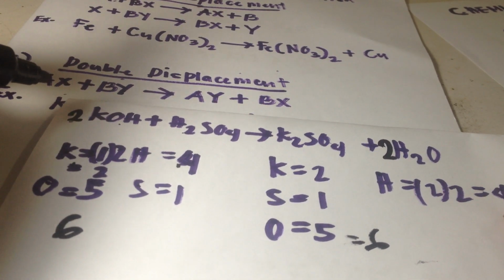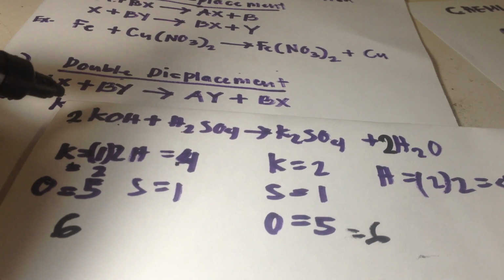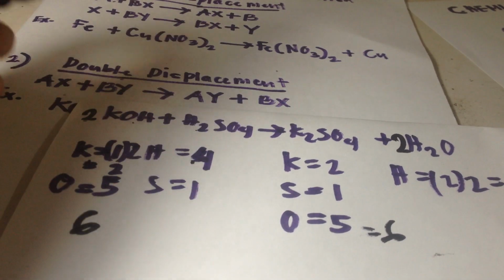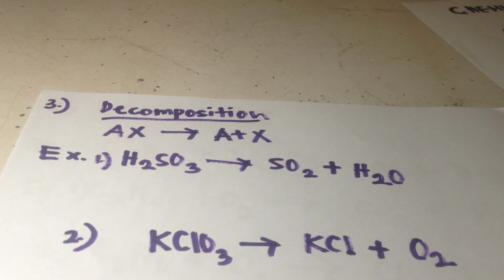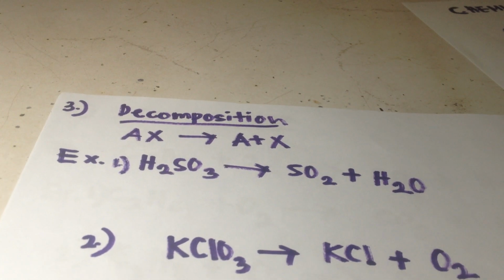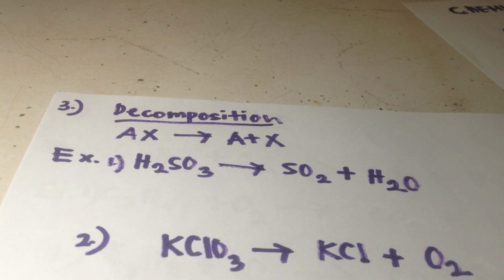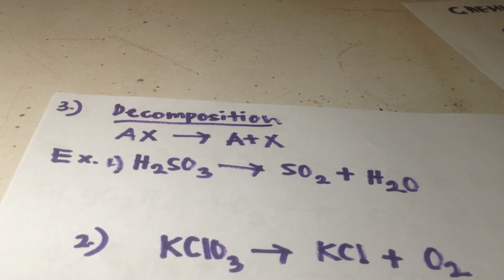So that's the chemical balance. Okay. How about decomposition? Decomposition, denoted AX, reacts to A plus X. So for example, sulfurous acid reacts to sulfur dioxide plus water.